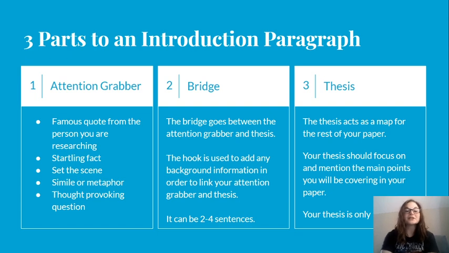So then the bridge. The bridge goes between the attention grabber and the thesis. The hook is used to add, I should say the bridge. The bridge and the hook are kind of the same thing. The hook is used to add any background information in order to link your attention grabber and your thesis. Your bridge is usually 2 to 4 sentences. If you are trying to do the bare minimum and write 2 sentences, writing doesn't necessarily work like that, because you need to make sure that you have all of the information.